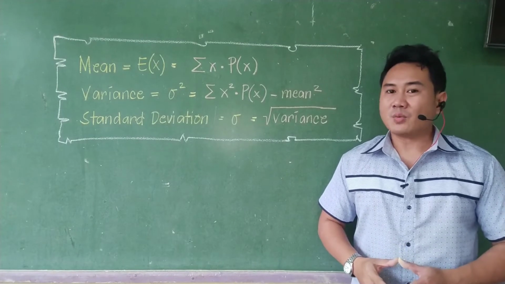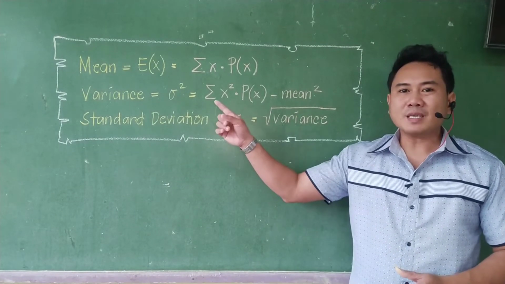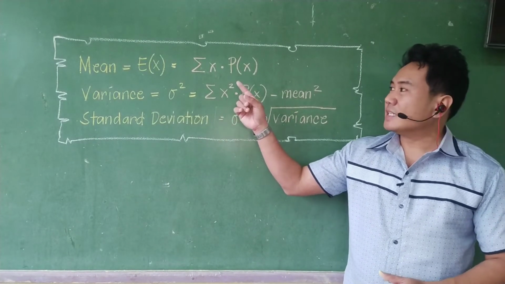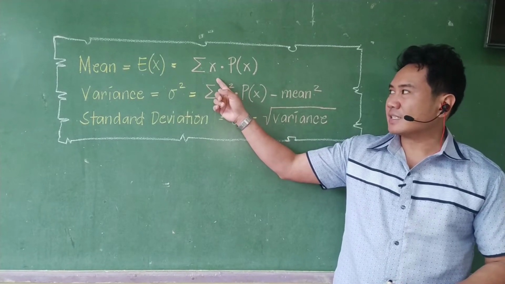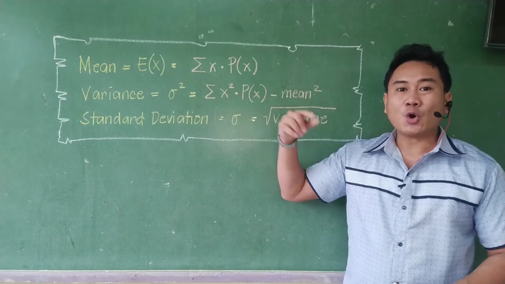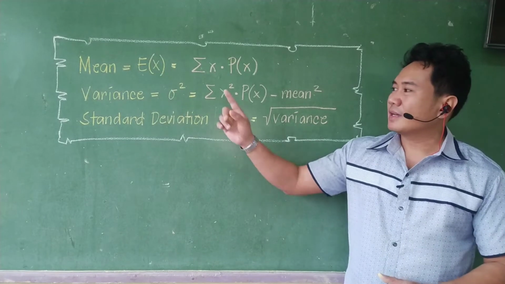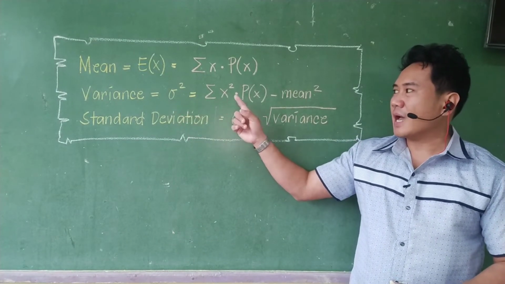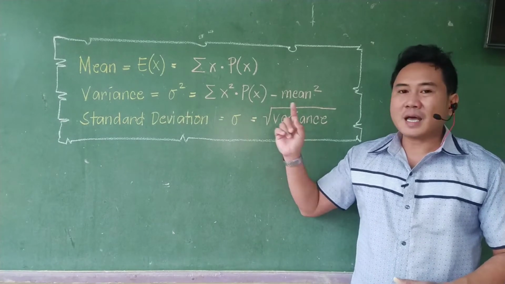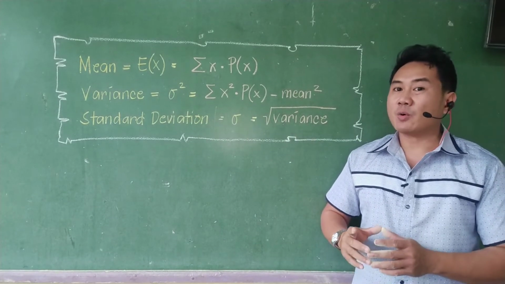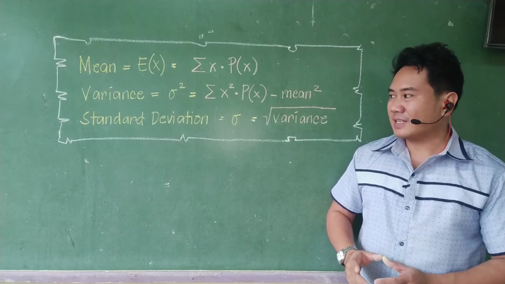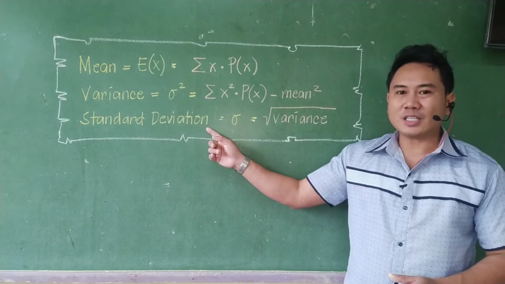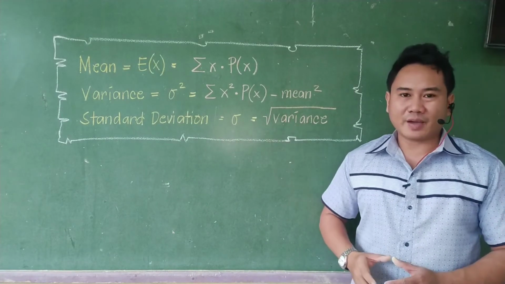To summarize our formulas, mean, or E of x, is equal to the summation of x times p of x or f of x. The variance is equal to the summation of x squared times p of x minus the square of our mean. And finally, the standard deviation is the square root of our variance.